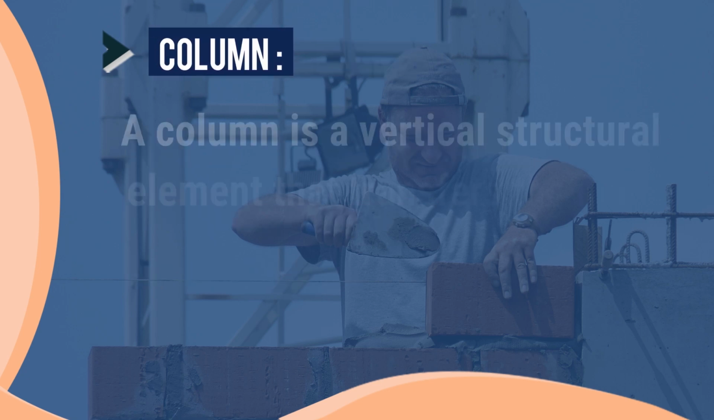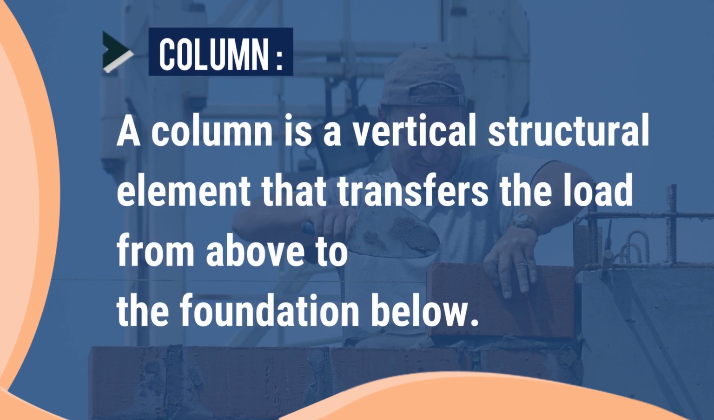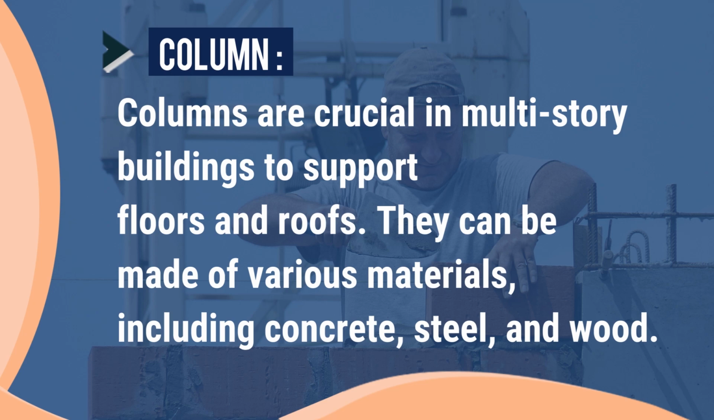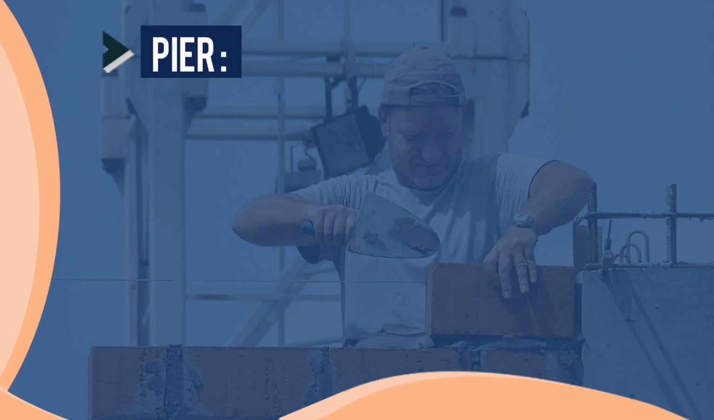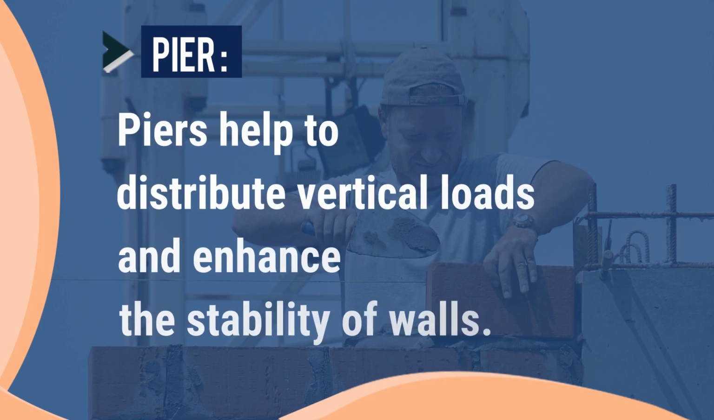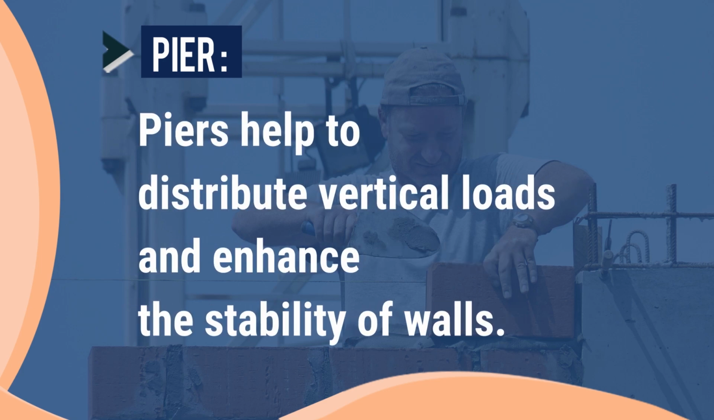Then the column. A column is a vertical structural element that transfers the load from above to the foundations below. Columns are crucial in multi-story buildings to support floors and roofs. They can be made of various materials including concrete, steel and wood. Then the pier. A pier is similar to a column, but is often integrated into the walls to increase its load bearing capacity. Piers help to distribute vertical loads and enhance the stability of walls.